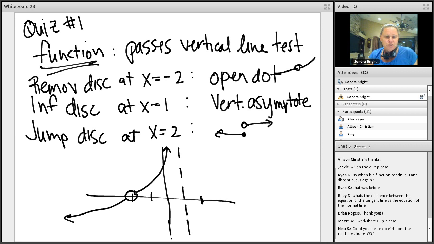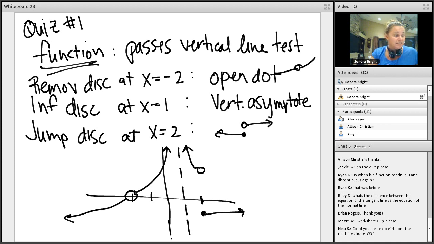And then at 2, we have a jump. And so I made it where I did an open dot with it going up like this, and then a closed dot and going like this. It's a function. If you draw a vertical line, it's only passing through the graph one time for each x value. And it satisfies all of the conditions. So that was what I did. You could do it differently.